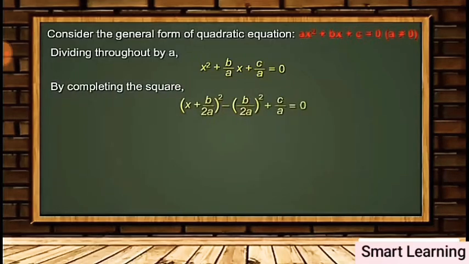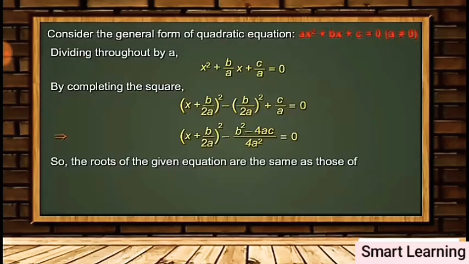By completing the square, we get (x + b/2a)² - (b/2a)² + c/a = 0. By simplifying it, we get (x + b/2a)² - (b² - 4ac)/4a² = 0. So the roots of the given equation are the same as those of (x + b/2a)² = (b² - 4ac)/4a². This is equation 1.